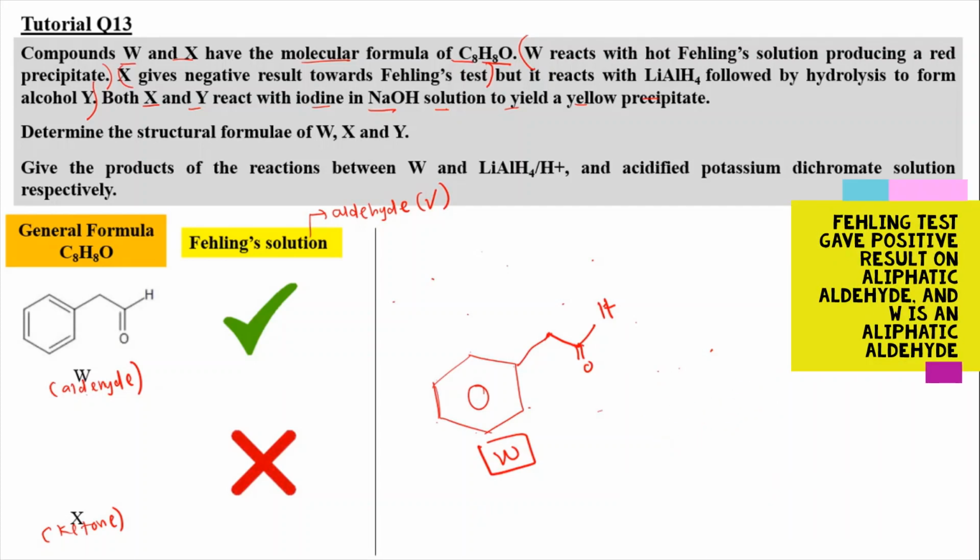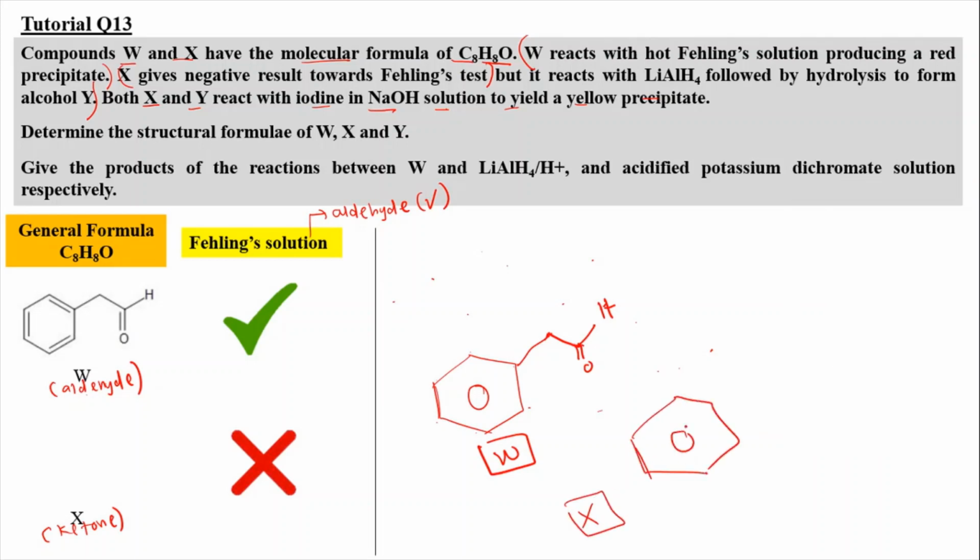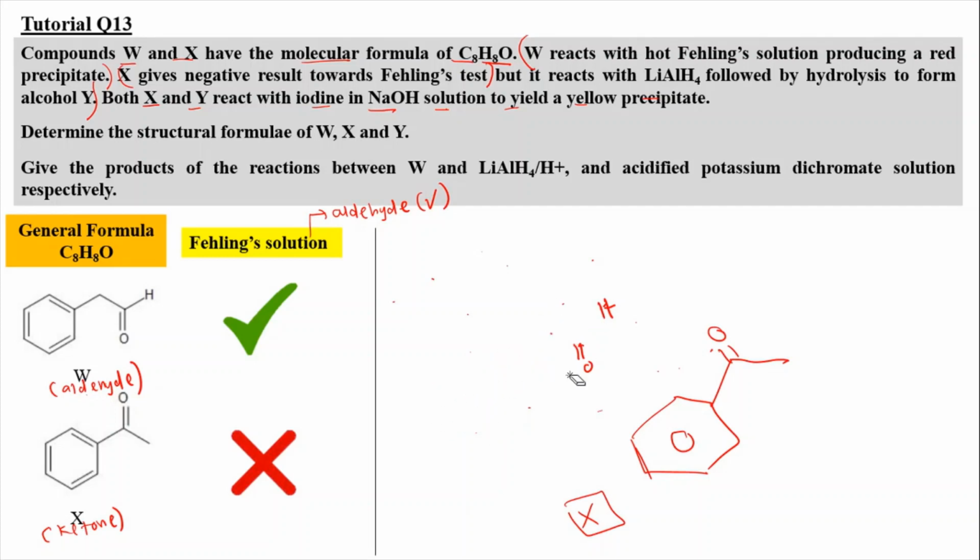Okay. And for X, I know that it is a ketone. So what I'm going to draw is a benzene ring and then try to make a ketone, 1 and 2. So this is going to be my X here. Okay, so knowing this information will make it easier for me to work out the next step. Okay, and let us read the next line.